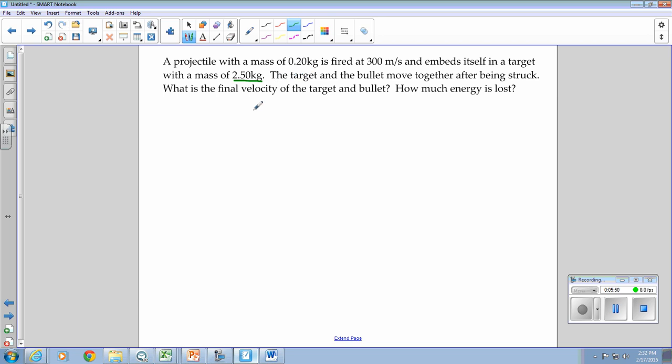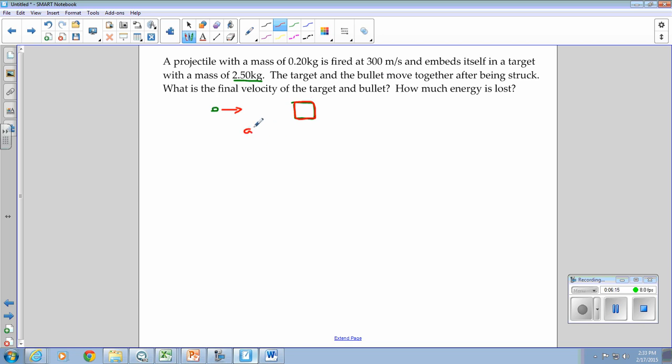So you can imagine a bullet being shot at a block of wood. Okay, so here's a bullet, and here's a block of wood. Let's make the block of wood red. So you have a block of wood. The bullet's going to get fired this way. The block of wood's just standing there, and after it gets shot, it embeds itself.